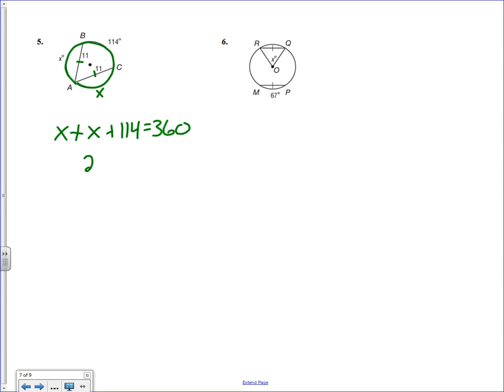So if 2x, subtract 114 from both sides, let's see, 246, and divide by 2. And we get 123. As long as I added and subtracted correctly. I think I did.